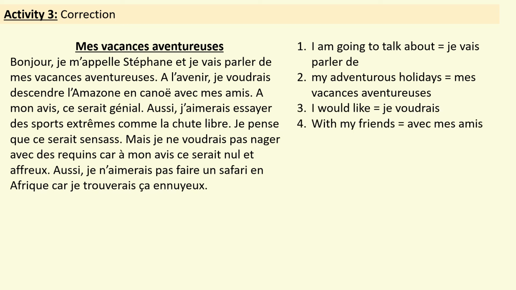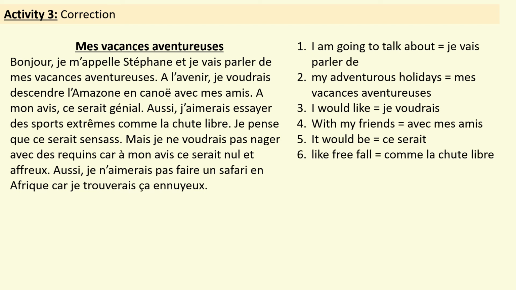Je voudrais, avec mes amis. Ce serait. Double check the spelling of serait. Do you have all the letters there? Comme la chute libre. Now make sure that you've got la after comme. Sans sas, a lot of S's. Check your spelling. Je trouverais ça.